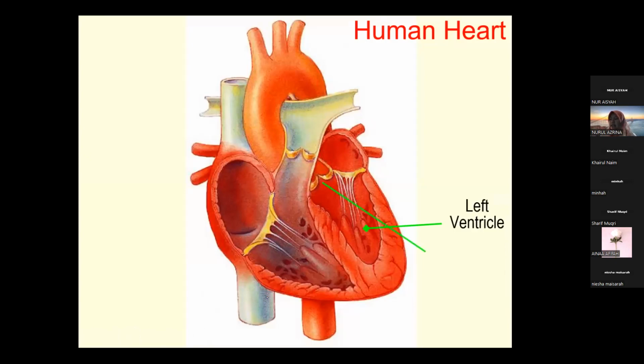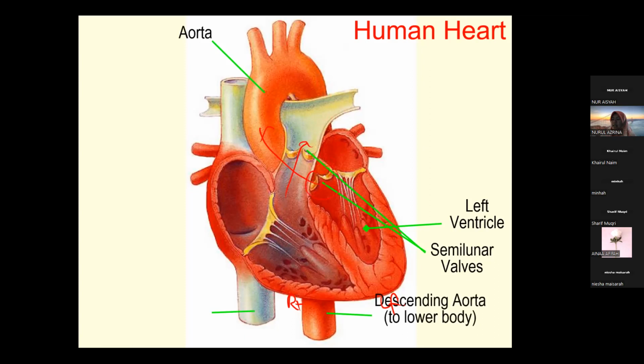Over here is the left ventricle, right? This is the right side of the heart, and this is the left side of the heart. At the left ventricle, we have a valve connected to the vessel going out of the heart, named the semilunar valve. This is the semilunar valve in the aorta, and this is the semilunar valve in the pulmonary artery. This is the aorta; there are two, and this is the descending aorta going to the lower part of the body.